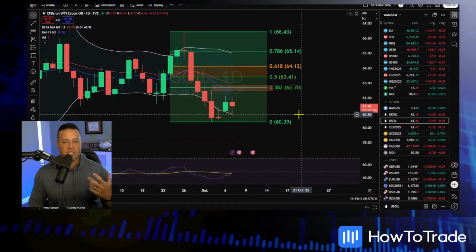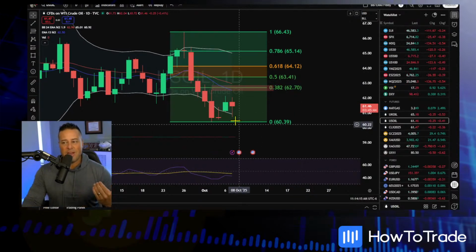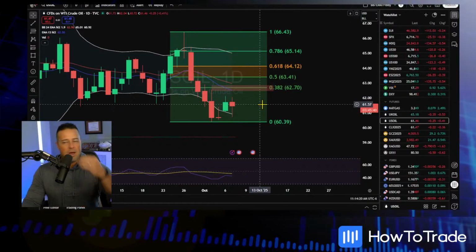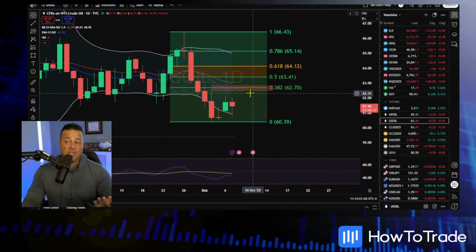This is not a key level. This is just a Fibonacci retracement sequence. U.S. oil, 61.46 is what we're printing right now. A lot of compression right now in the oil market. That's okay. It's not necessarily scaring me out of the bearish side of this. I see it as an opportunity maybe to sell at a better place on our chart.